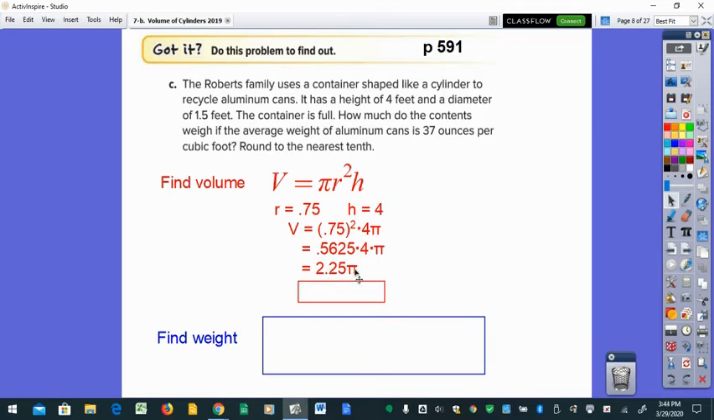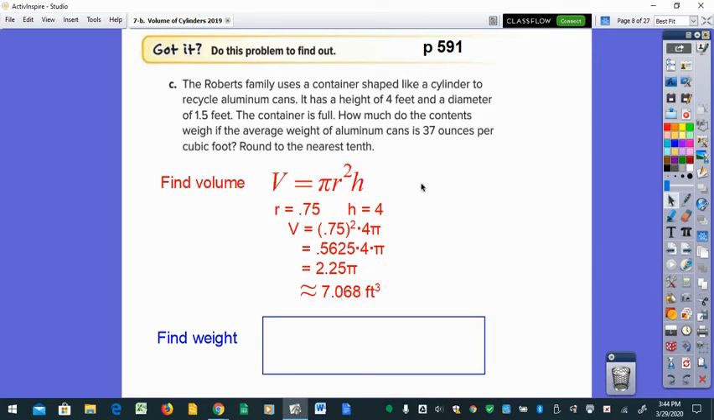Pick up my calculator and multiply by the pi button, and the volume of this container is about 7.068 feet cubed. I'm actually going to leave all the places out right now. I'm going to try to just round at the end. You could leave this on your calculator.